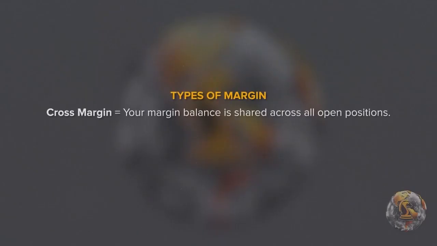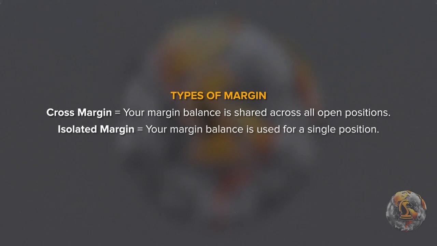You have cross margin, which, as the name suggests, is where your margin balance is shared across all open positions. And you have isolated margin, which is where your margin balance is used for a single position. Both have advantages and disadvantages. So don't think when someone says, oh, you shouldn't use this, don't use isolated, don't use cross. That's stupid. Nothing exists for no reason. They both have advantages and disadvantages.